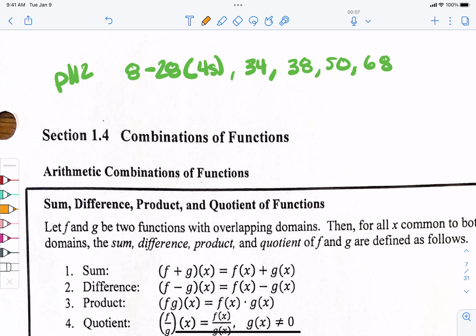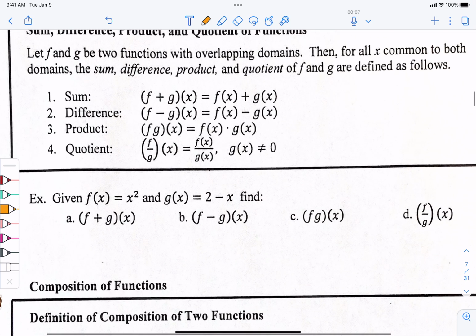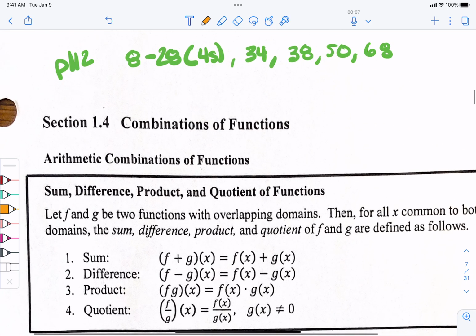Here we go. This is going to be a really short section. We'll go through it really fast and then you have time to work. All right? Combinations of functions. We are adding, subtracting, multiplying, dividing functions. I'll leave that up there.